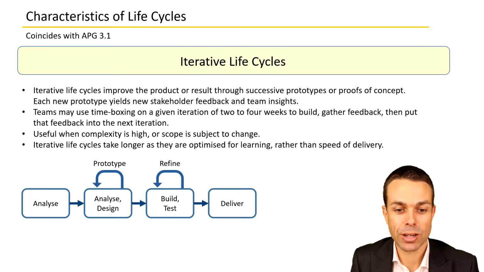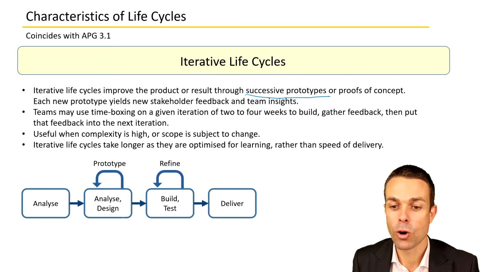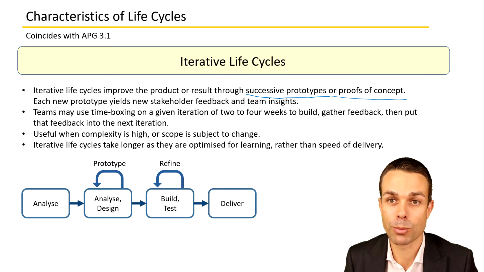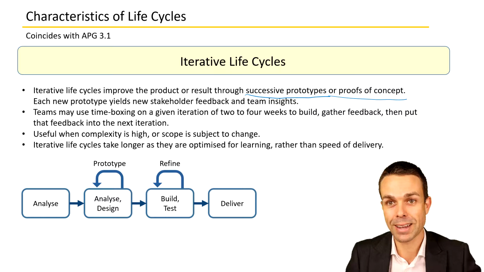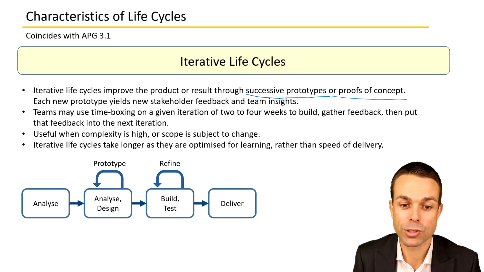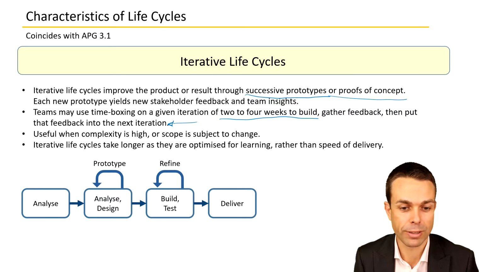With our iterative life cycles, it improves the product or the result through successive prototypes. So it's essentially prototyping or proof of concept. Each new prototype yields new stakeholder feedback and team insights. So we're improving, getting that feedback, improving, getting that feedback, and then we're iterating towards success. Teams may use time boxing on a given iteration of usually 2 to 4 weeks to build, gather feedback, and then put that feedback into the next iteration to improve again.